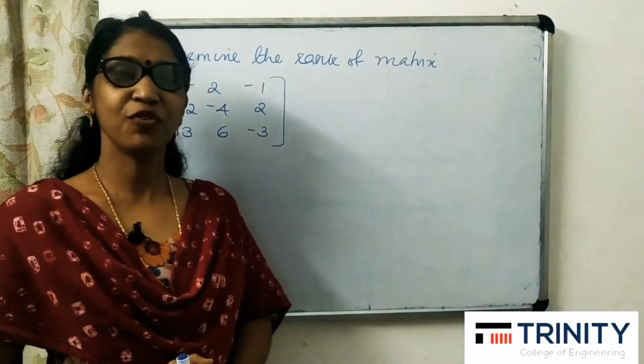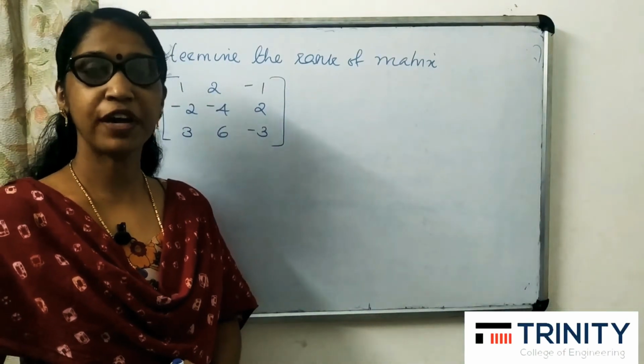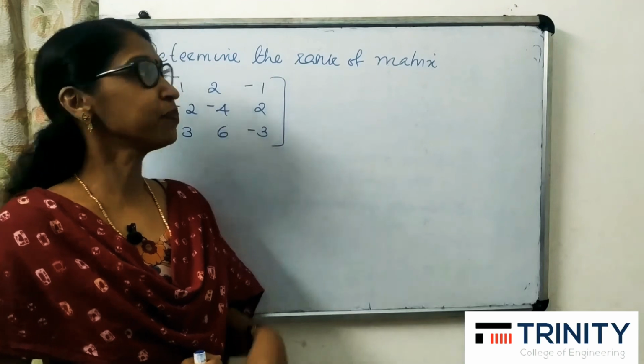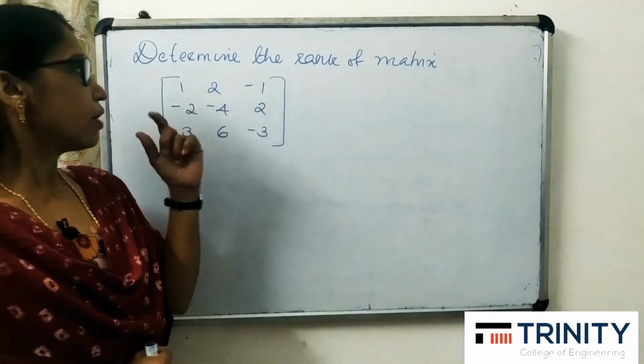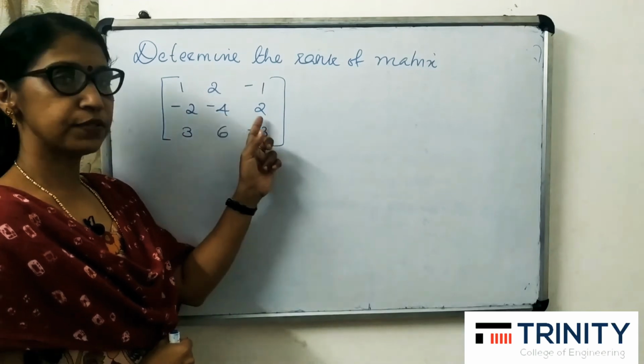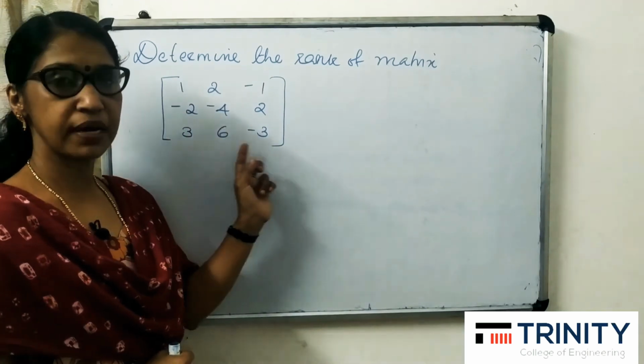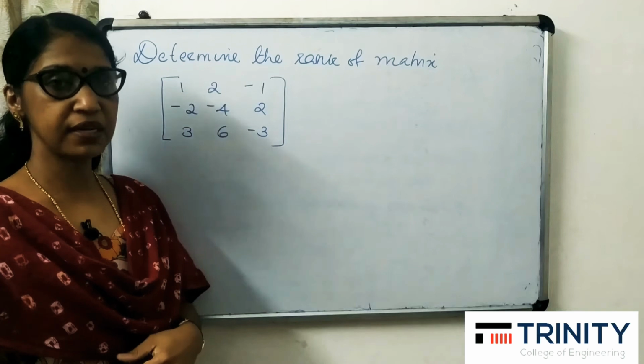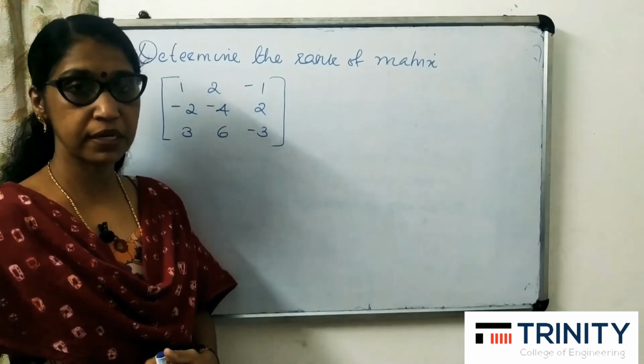Hi students, now we are going to do a problem to find out the rank of a matrix. Determine the rank of the matrix 1, 2, -1, -2, -4, 2 and 3, 6, -3. This is a 3 by 3 matrix. We have to find out the rank of the matrix.